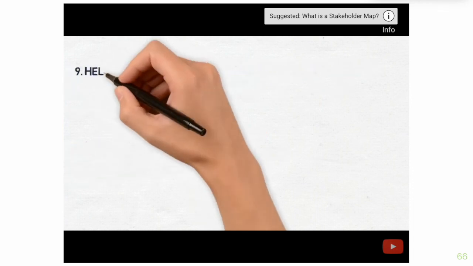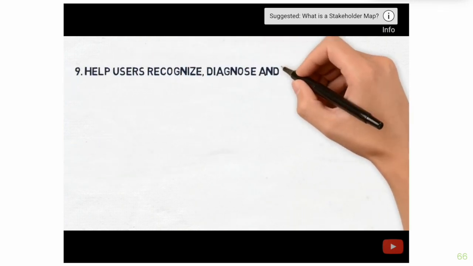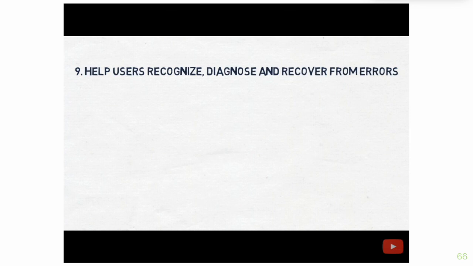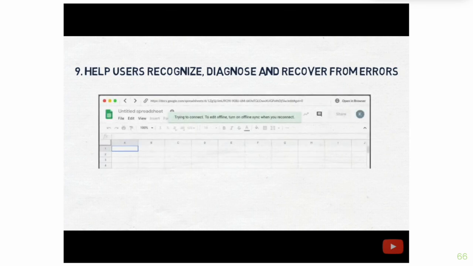Ninth, help users recognize, diagnose, and recover from errors. Error messages should use plain language, without codes. They should indicate the problem and suggest a solution. Since I'm offline, Google Sheets lets me know that's why I can't edit my document and provides a solution to prevent this error in the future.